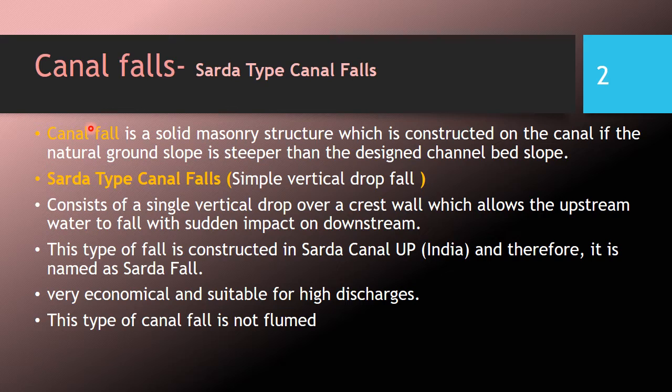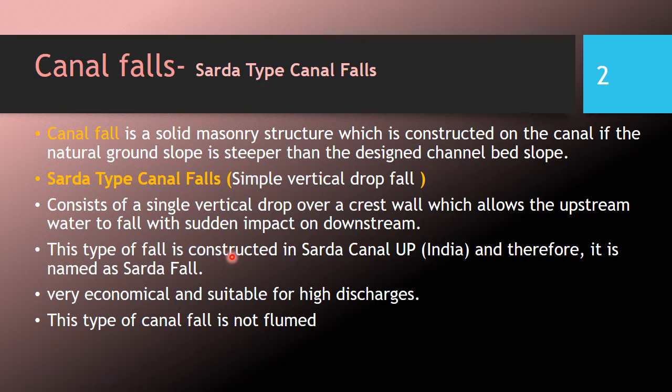Now, this is the second one that we are going to design, that is the Sarda type canal fall or simple vertical drop fall. Now, the Sarda type canal fall consists of a single vertical drop over a crest wall, which allows the upstream water to fall with sudden impact on the downstream side. That is, this type of canal fall will be having a single vertical crest wall. That is, the crest wall means the wall constructed across the canal, and it can be having a trapezoidal cross section or a rectangular cross section. So, water will be simply falling over this crest wall.